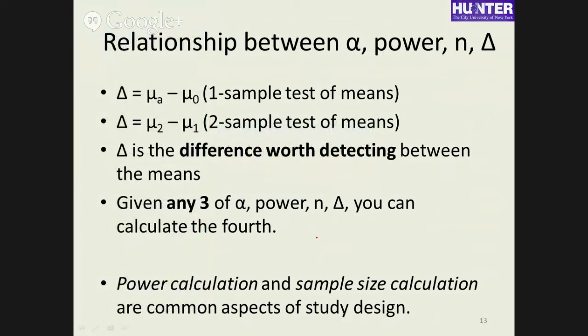So the key thing here, I think, is this: given any three of alpha, power, sample size, and delta, although really you also need the standard deviation, so the ratio of delta to standard deviation, you can calculate the fourth.